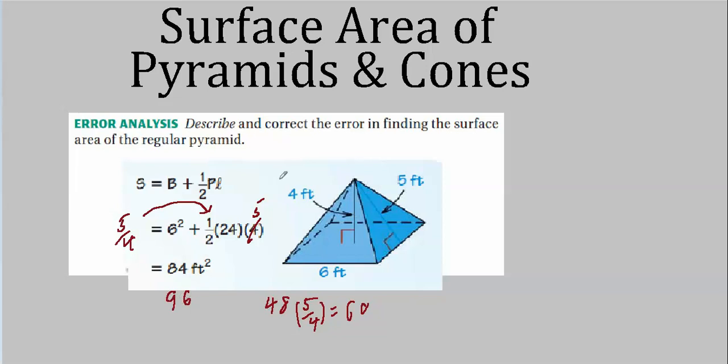Or you could just stick a 5 in here. 5 times 24. That's 120, and half of 120 is 60. Probably no advantage to what I just did. Like I said, there's always more than one way to work a math problem. But the right answer, anyway, should have been 96, because this 4 should have been the 5. It should have used the slant height and not the pyramid height.